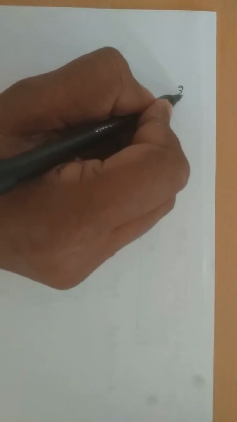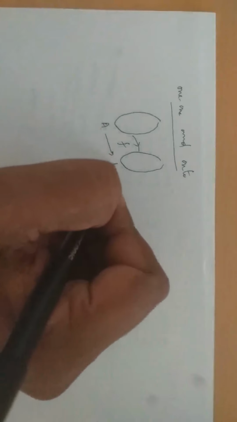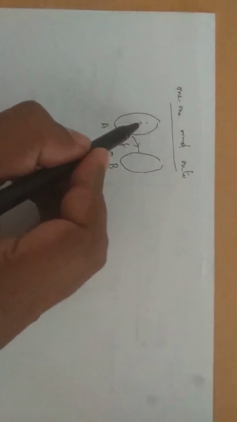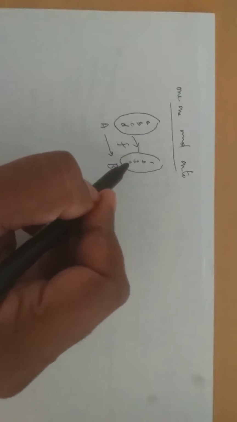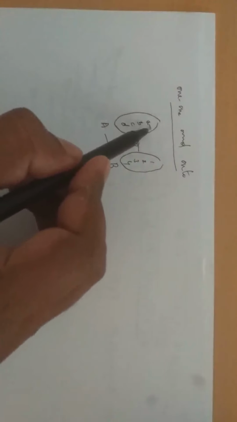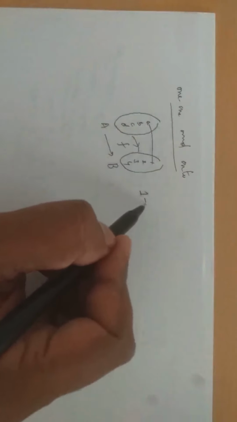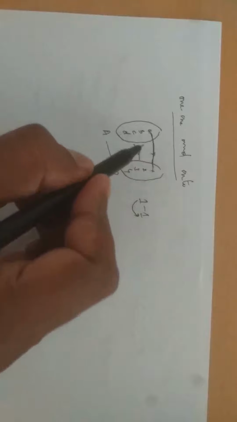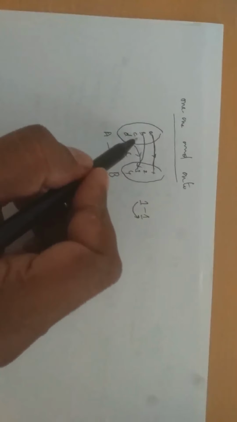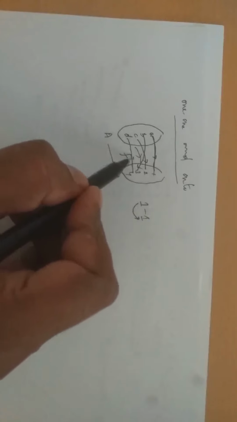what is 1-1 and onto. So let me consider a function f from A to B. Let me say A has 4 elements, a, b, c, d, and B also has 4 elements. If I can map, as the name suggests, 1-1, for one fellow there should be one friend. So let me say a is a friend of 1, b is a friend of 3, c is a friend of 2 and d is a friend of 4.